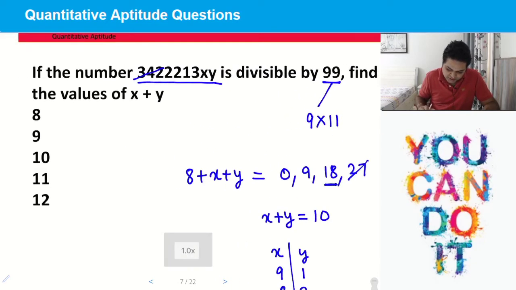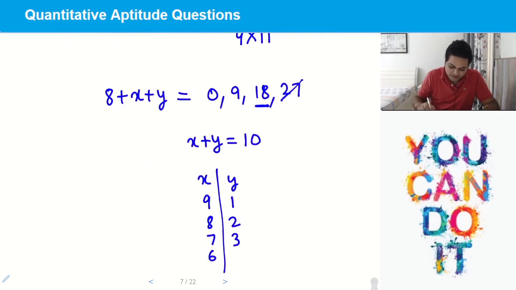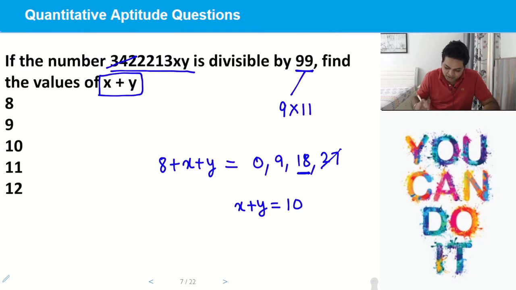So what is it asking? It is asking to find the values of x plus y. So we don't have to find x and y, so it's not needed. x plus y we have 10. Let's check for 11 as well.